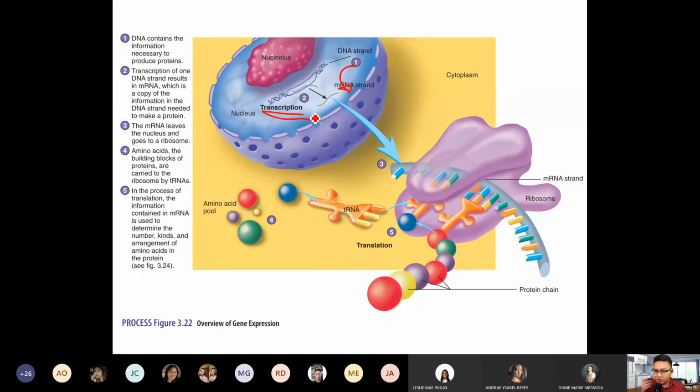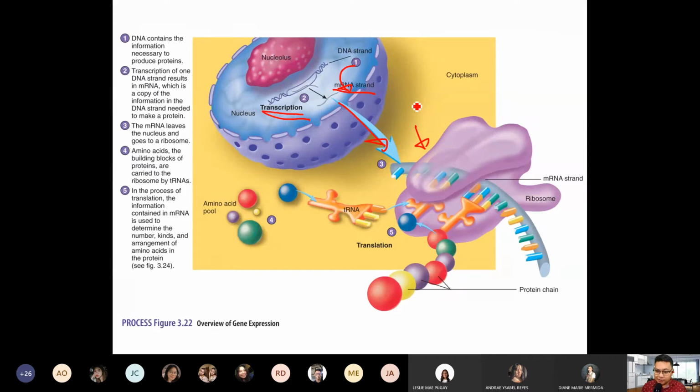Hindi siya, kung naisip nyo, hindi siya duplication. Hindi siya copying. It's transcription. Writing something the same but in a different manner. Okay? Tinatranscript yung DNA strand into the mRNA strand. That mRNA strand will go out of the nucleus, dadalhin niya sa ating ribosomal subunits present outside the nucleus.